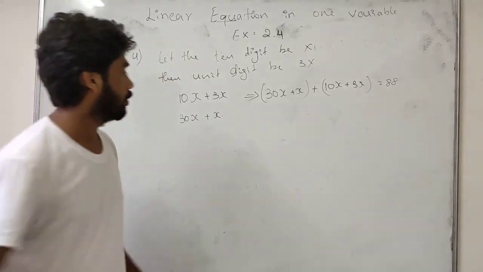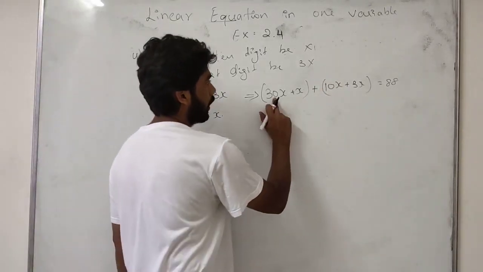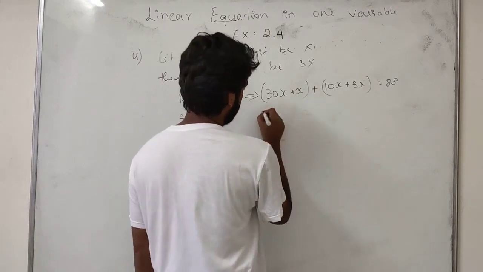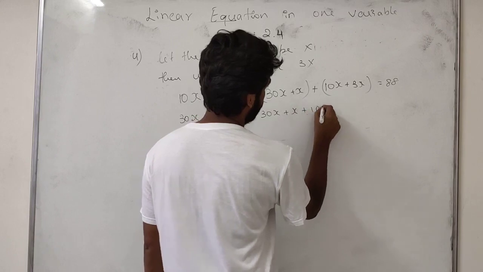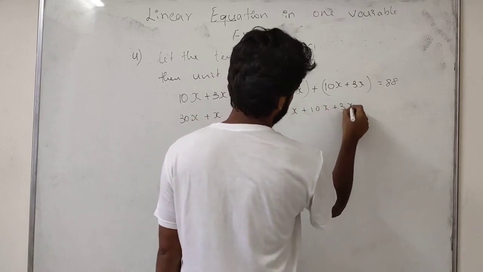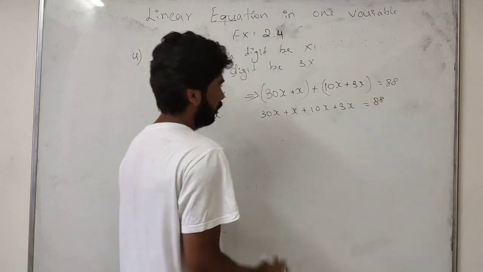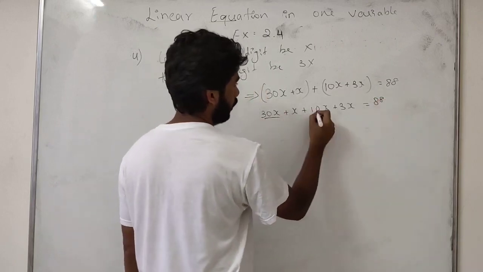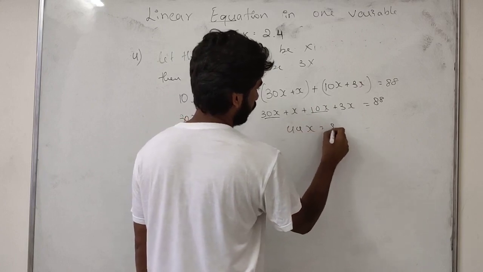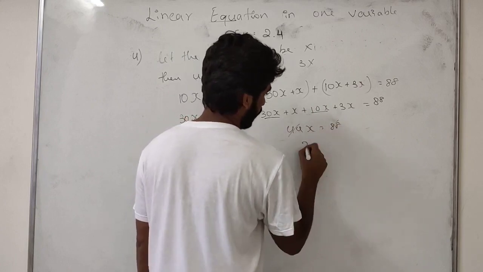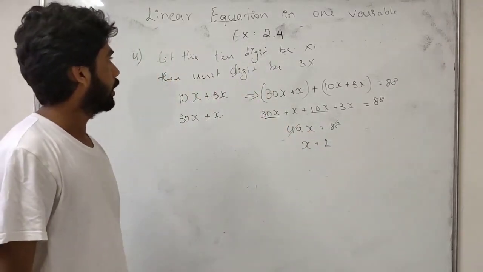So students, now we can solve further. This is the required question, we have to find it out. So now we can add it. 30x plus x plus 10x plus 3x is equal to 88. So now 30, 40, 44x. 44x is equal to 88. So x we get as 2.